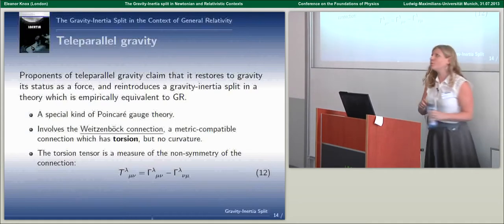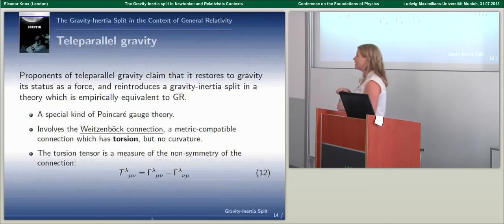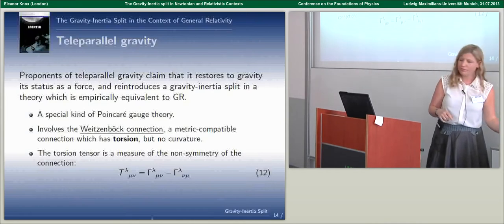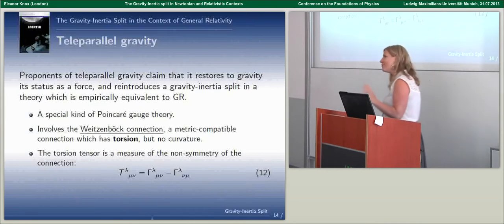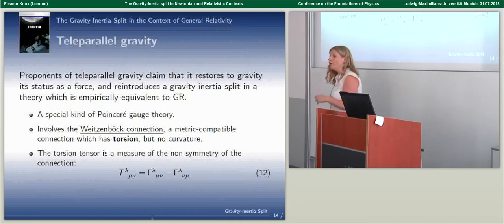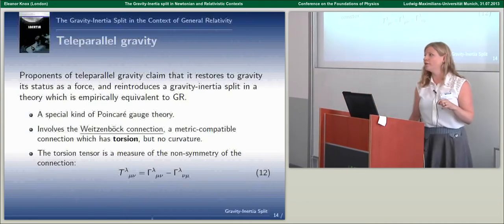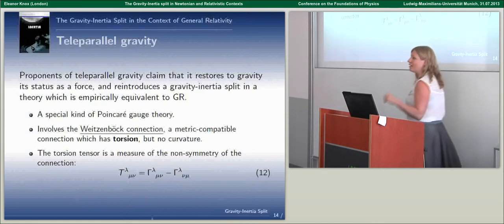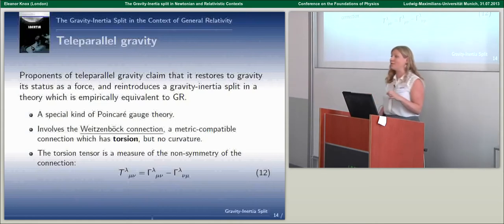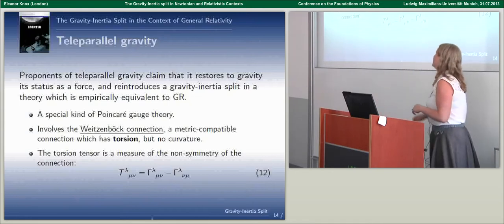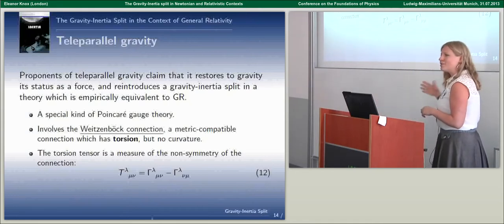So maybe I should put a proviso in here that I'm sure there are people who work on teleparallel gravity who don't think that it has to be interpreted as enacting a gravity-inertia split. But there's certainly a very big group of people working in South America who think that what they've stumbled on is an empirically equivalent competitor to GR that returns gravity to its status as a force. And they're very explicit about this. They discuss the inertial structure of the theory. They're convinced that it enacts the gravity-inertia split. And the next few slides are going to explain why.